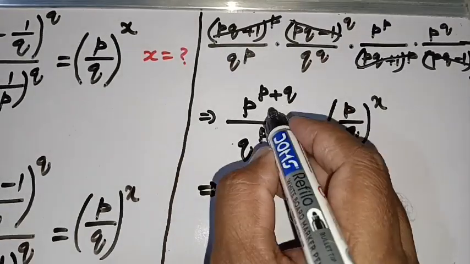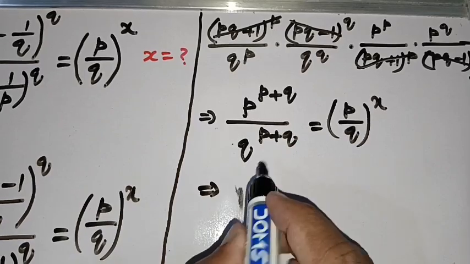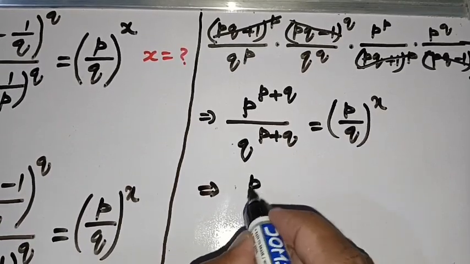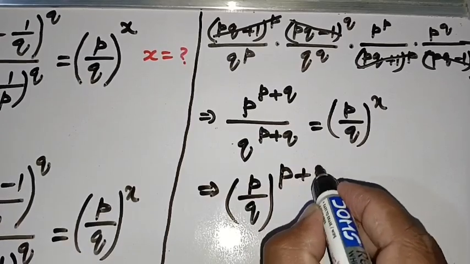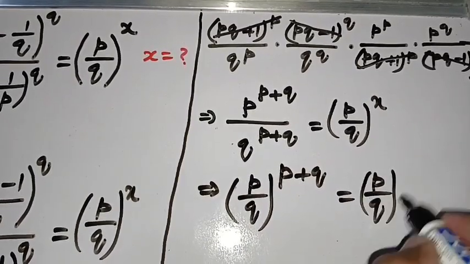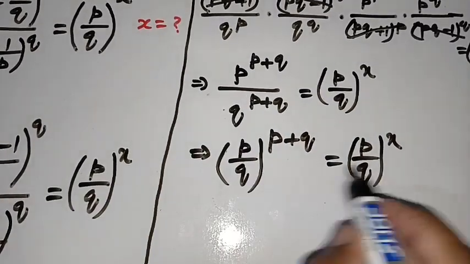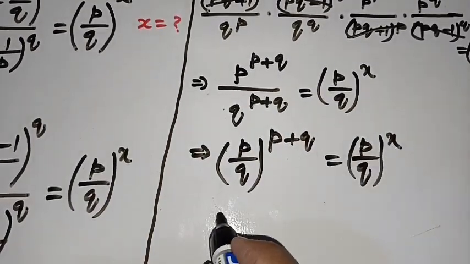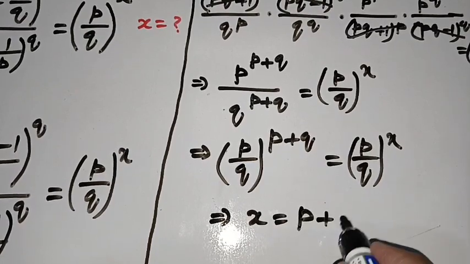And finally, the same power is present on both p and q, so we can write (p/q)^(p + q) is equal to (p/q)^x. The bases p/q and p/q are the same on both sides, so therefore we have got x is equal to p + q.